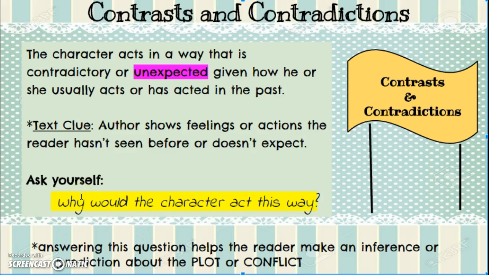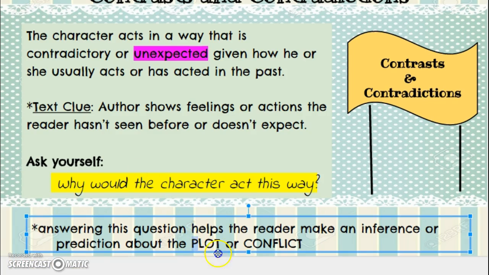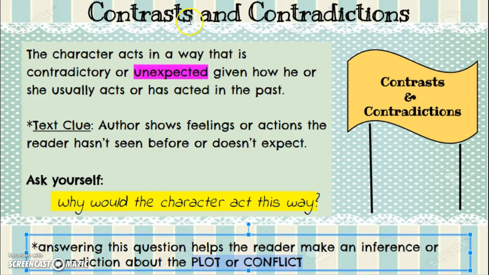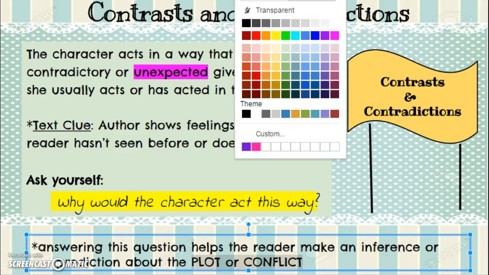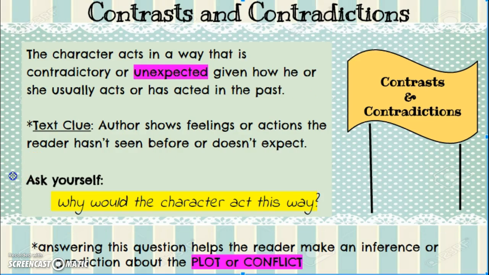Now if I see a contrast or contradiction as a reader, I should be asking myself, why would the character act this way? Why did he change or she change? Answering the question helps you as the reader make an inference or prediction about the plot or maybe a conflict. And I think those are two important elements. Those are things we're going to focus on all year as we go through reading different stories, different ideas in the plot and the conflict. So I'm going to highlight that.